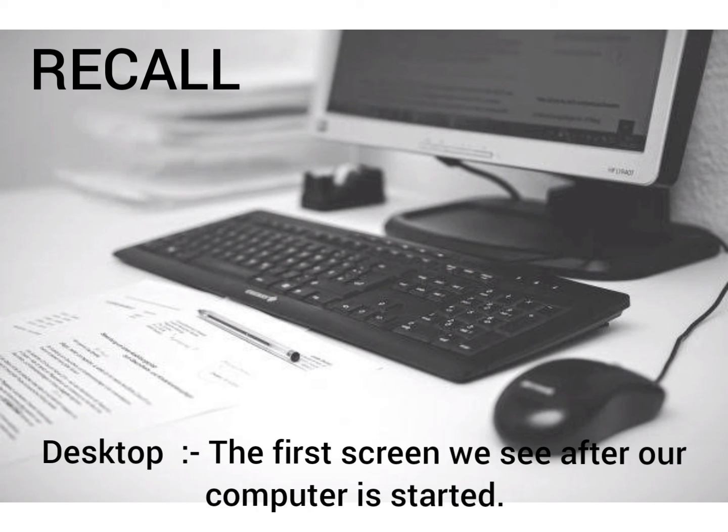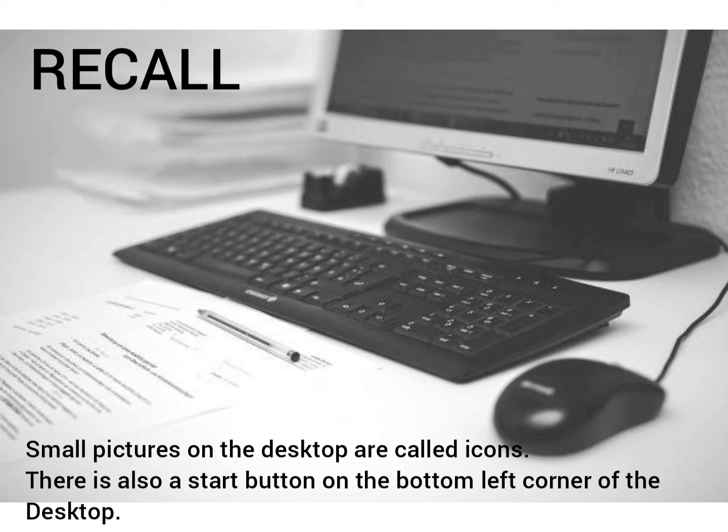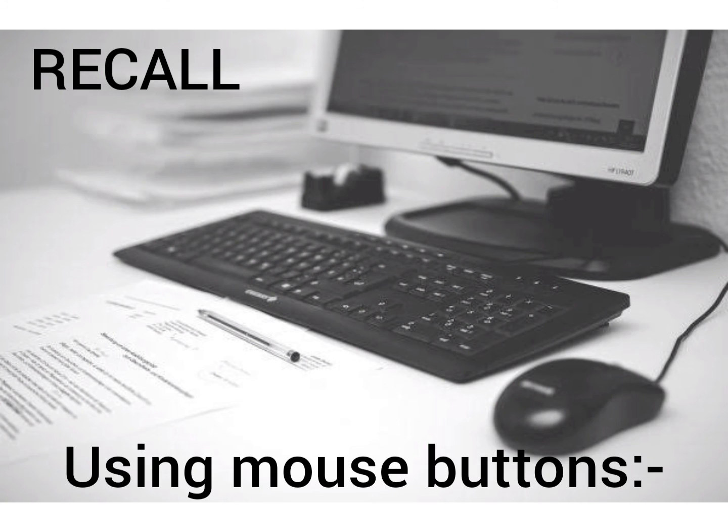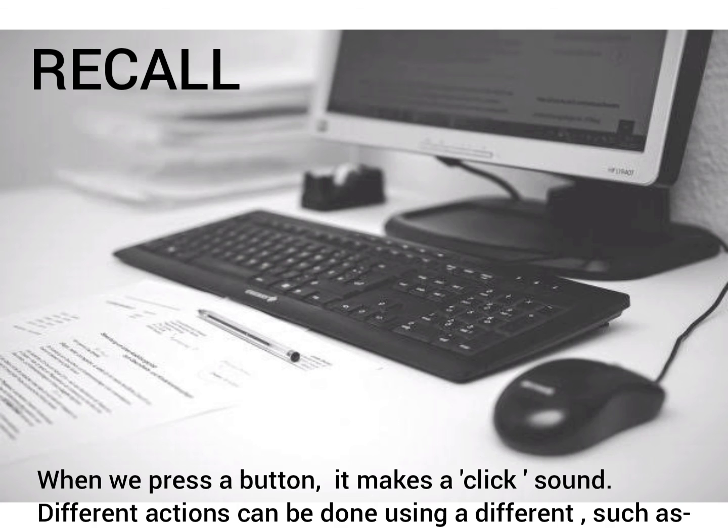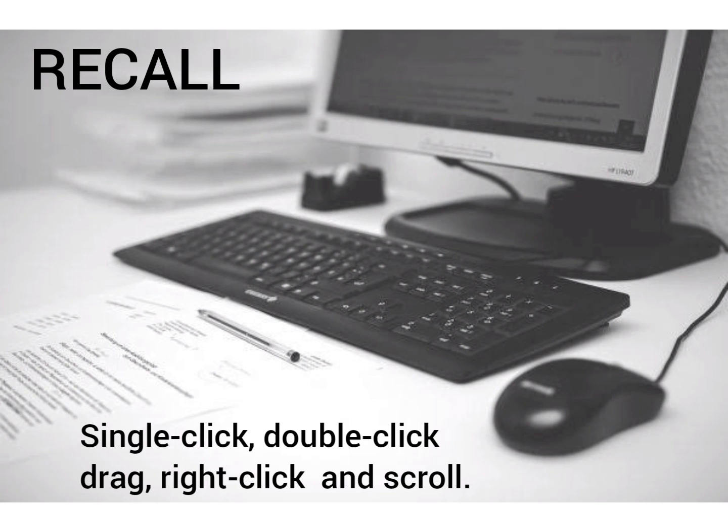Then we have seen what is desktop. So desktop is the first screen we see after a computer is started, and small pictures are present on a desktop which are called icons, and a taskbar is present at the bottom of the desktop, and on its left corner of the taskbar the start button is present. We have seen how to use a mouse button. So when we press a button, it makes a click sound, and there are different actions which can be done using a mouse, and those are single click, double click, drag, right click and scroll.